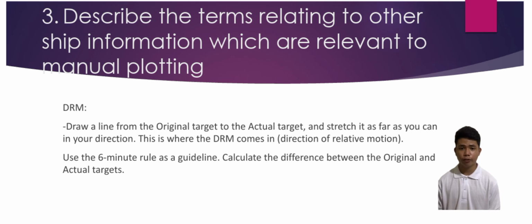In finding the direction of relative motion, you need to draw a line from the original target to the actual target and stretch it as far as you can in your direction. You need to use the 6-minute rule as a guideline to calculate the difference between the original and actual targets. That's all. Thank you.